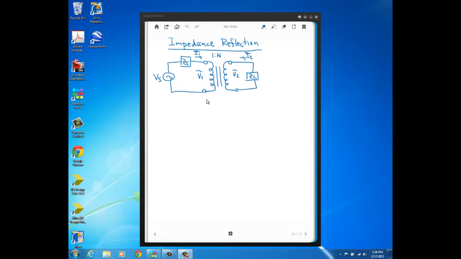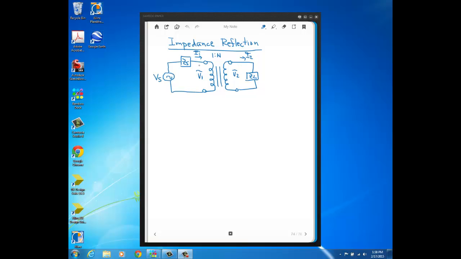In this video, I go over what is meant by impedance reflection. So, in order to see what impedance reflection is all about, we're going to analyze this circuit here where we have a transformer with turns ratio N, and over here on the primary side we have Vs and an impedance Zs, and on the secondary side we have a load impedance ZL.